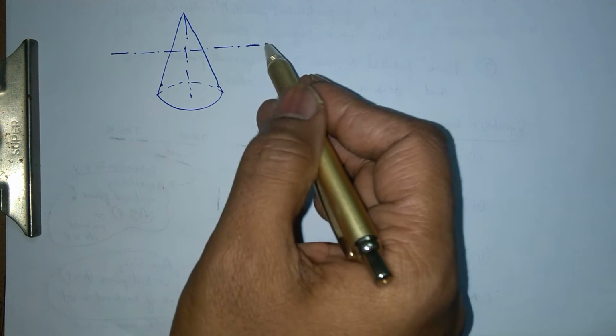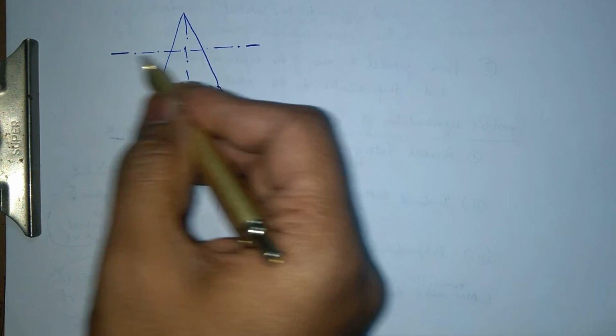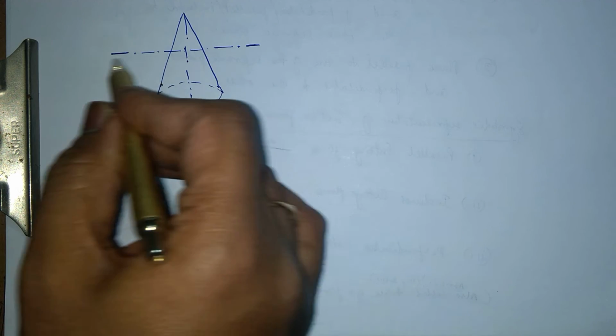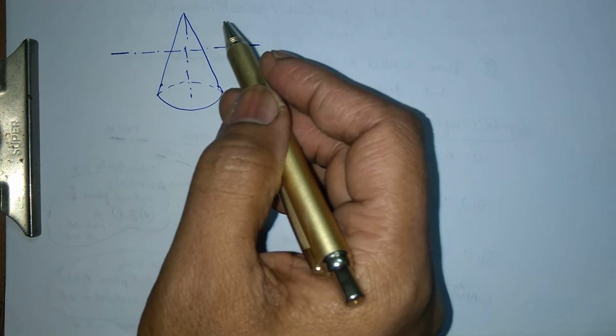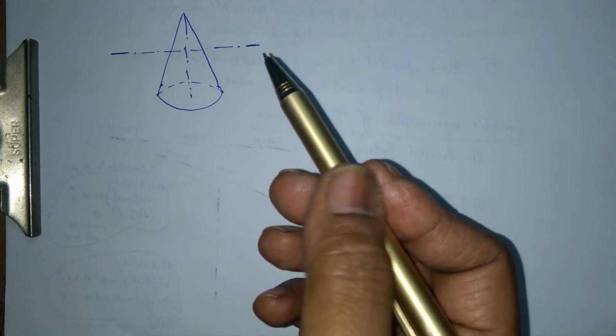What is this section plane? This section plane is basically parallel to HP and perpendicular to VP. So that's why in the front view I see the section plane. This is also called the trace of the plane. It's basically a line. Alright.